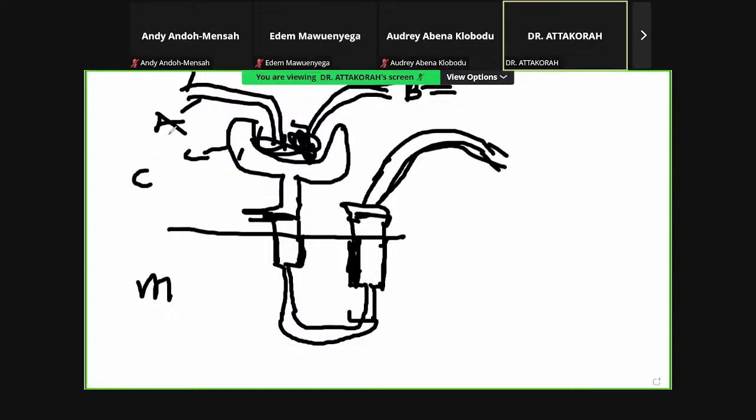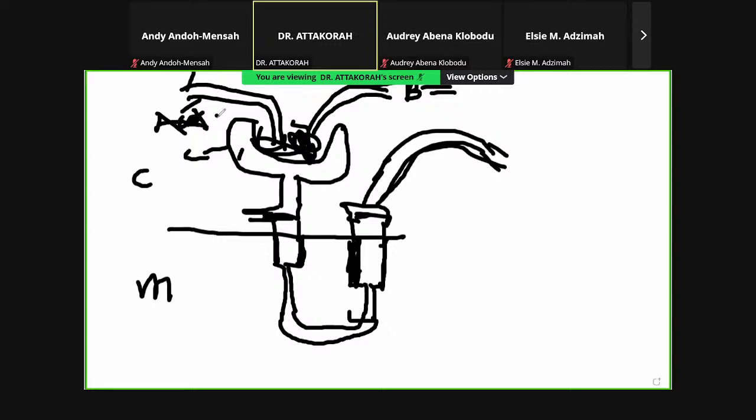So part A is called what? Afferent arteriole. So we have afferent. B is what? Efferent artery. C, part C is called what? Bowman's capsule. So part C is called Bowman's capsule. So we have this to be the Bowman's capsule.